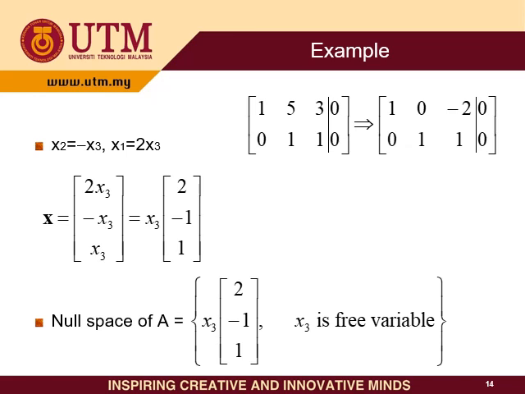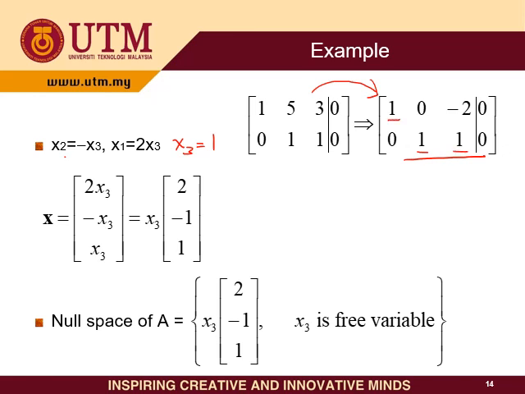After doing the row operations, the Gaussian elimination, we get our row echelon form here. So based on this answer, we get x3 equals 1. Then our x2 is negative x3, and our x1 is 2x3. So this is our x2, x1, and this is our x3.